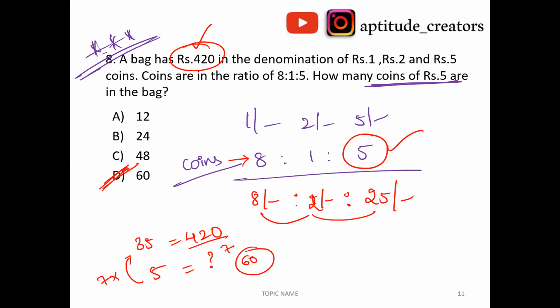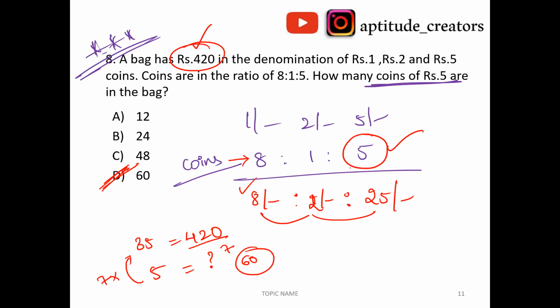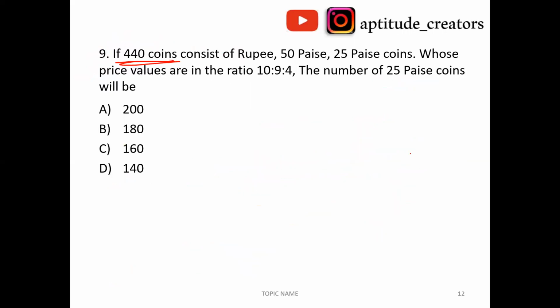Rupees are given, but here points are given. Rupees are given, that is the reason I'm converting into rupees. Now here points are given, I have to convert into points. Okay, now 1 rupee, 50 paisa and 25 paisa. Price values are in the ratio 10, 9 and 4.